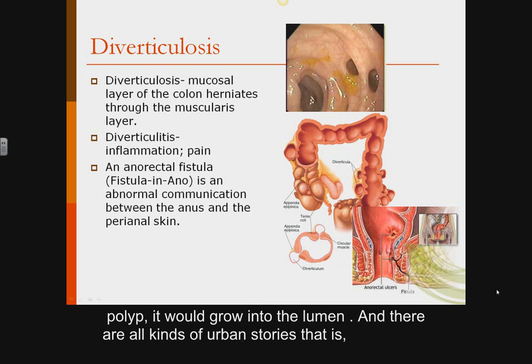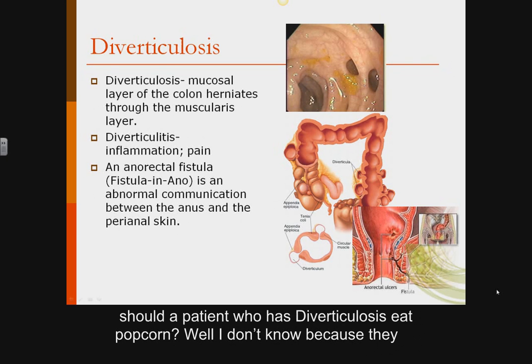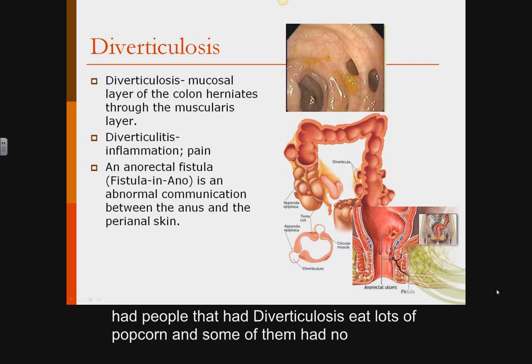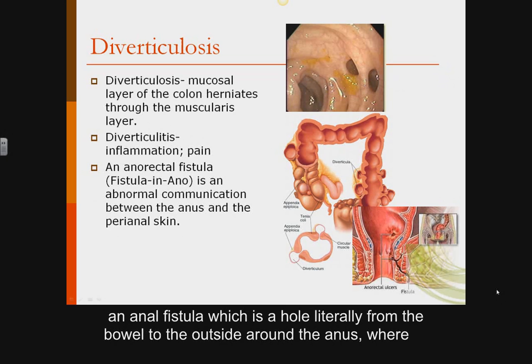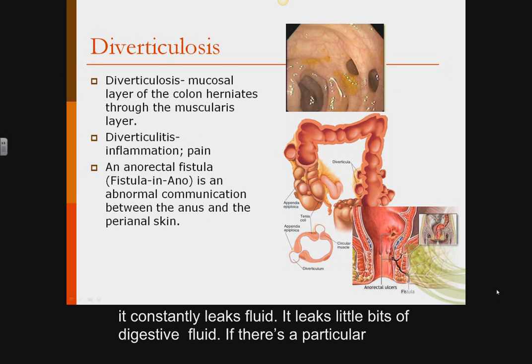And there are all kinds of urban stories. That is, should a patient who has diverticulosis eat popcorn? Well, I don't know, because they had people that had diverticulosis eat lots of popcorn, and some of them had no problem, and some did have complications. And what can happen is the development of an anal fistula, which is a hole literally from the bowel to the outside around the anus, where it constantly leaks fluid. It leaks little bits of digestive fluid and maybe fecal material.